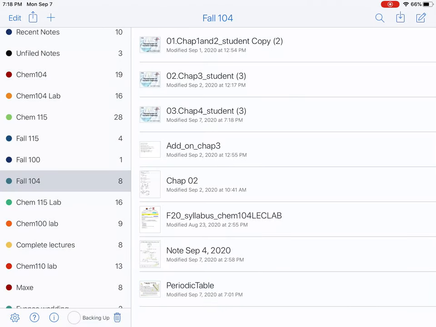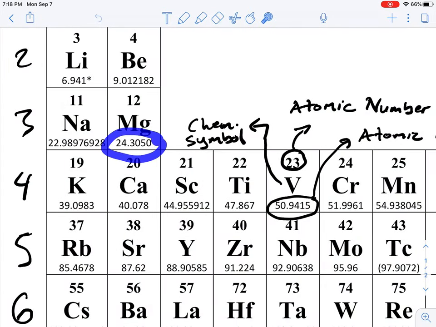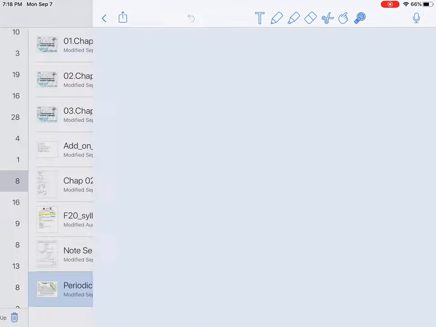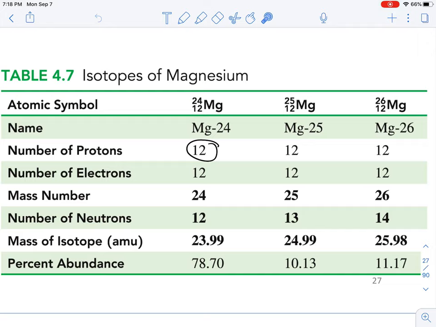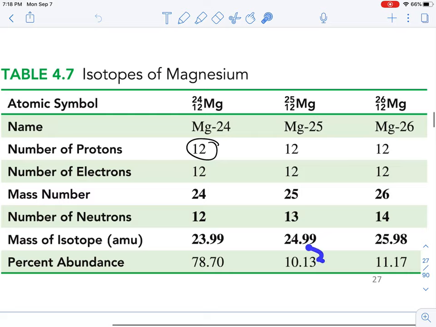Okay. And so if you look, the atomic mass is 24. And so that 24 really is just an average, if you will, amongst all of the isotopes of magnesium. So here, predominantly, 78% or 78.7% is going to have an atomic mass of 24. Okay. Then 10.13% has an atomic mass of approximately 25. 11.17% has an atomic mass of 26.